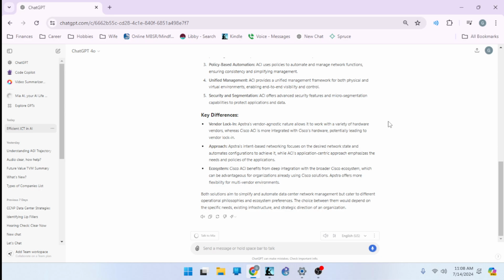Both solutions aim to simplify and automate data center network management but cater to different operational philosophies and ecosystem preferences. The choice between them would depend on the specific needs, existing infrastructure, and strategic direction of an organization. All right, that sounds good.